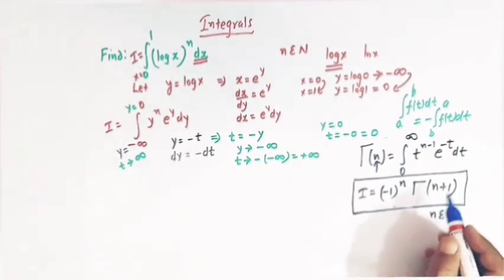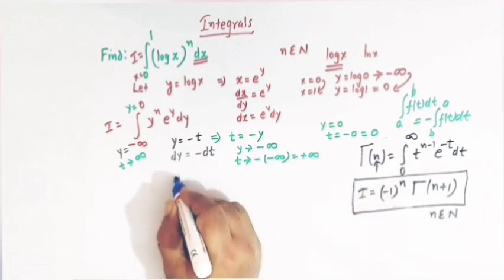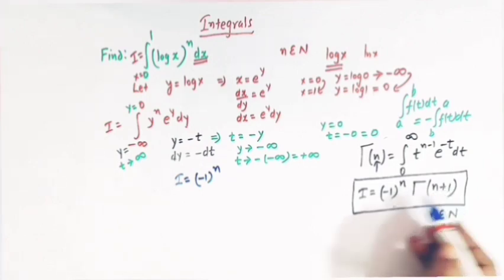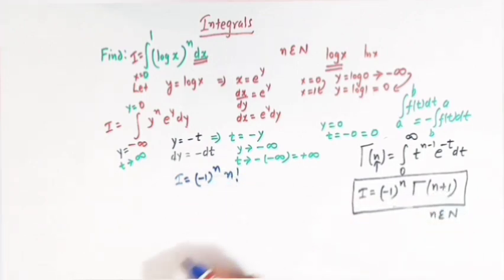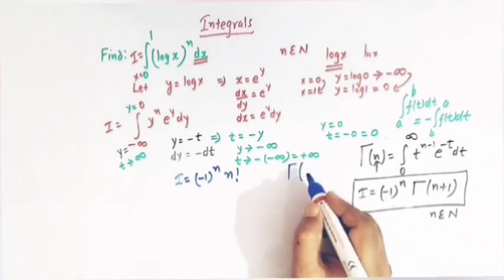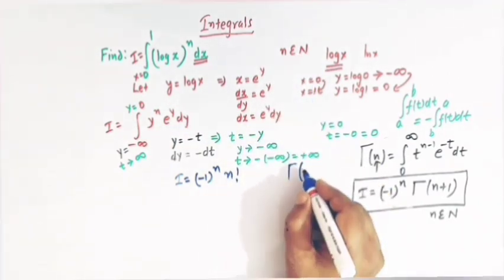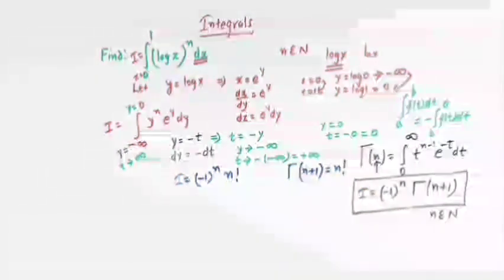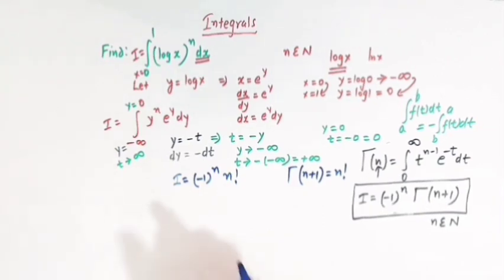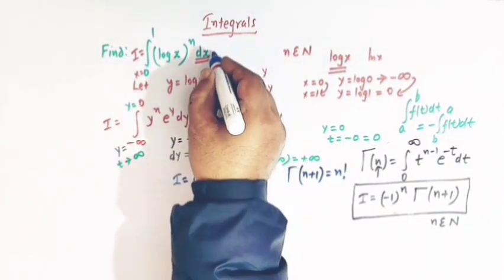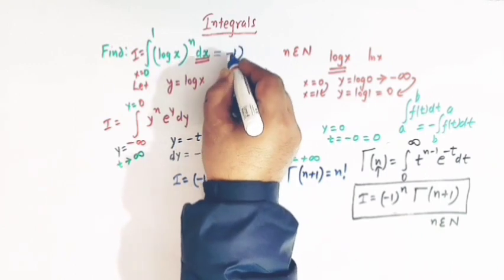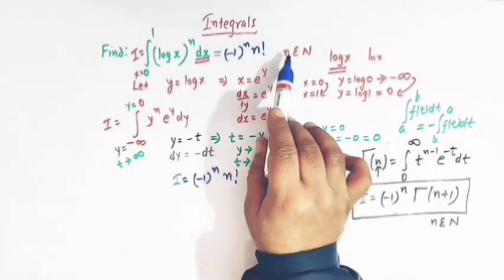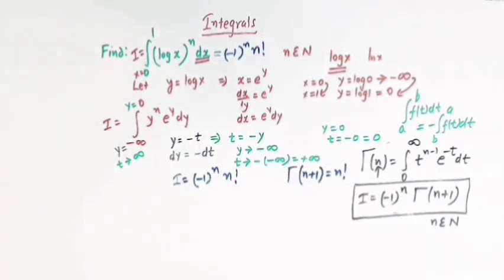So viewers, we can also express this result as I is equal to minus 1 raised to n, and gamma of n plus 1 can be written as n factorial, right? Because when n is a natural number, then gamma of n plus 1 is equal to n factorial, right? So now we can write the value of this integral equal to minus 1 raised to n and factorial n, where n belongs to the set of natural numbers.